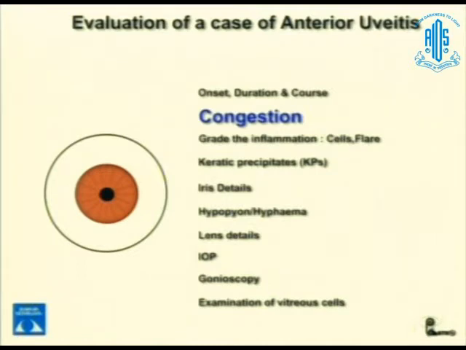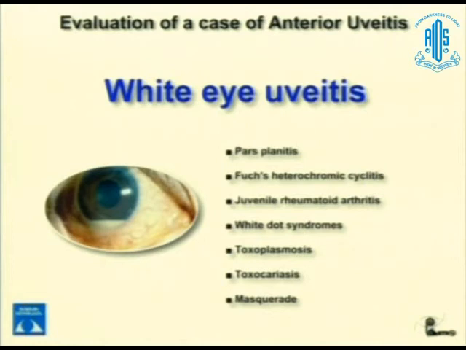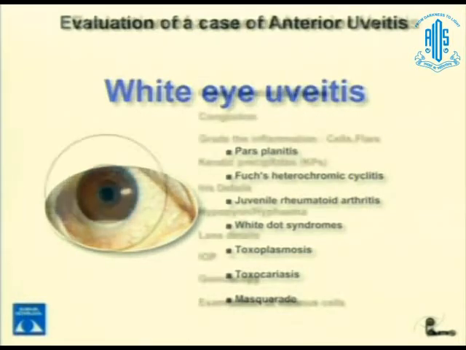We are not going to discuss the differentiation between the episcleral and conjunctival congestion, but sometimes uveitis can present even without congestion also. So those are termed as white eye uveitis. It's a very important question in the exam, both for theory and for practical purposes also. The causes of white eye uveitis are pars planitis, Fuchs' heterochromic cyclitis, juvenile rheumatoid arthritis, etc.